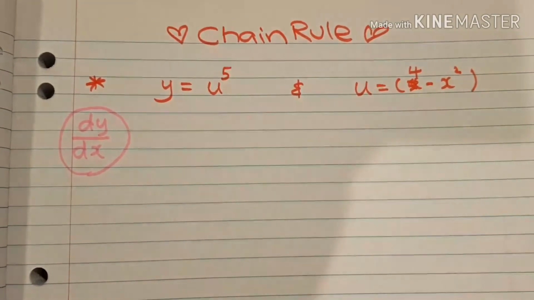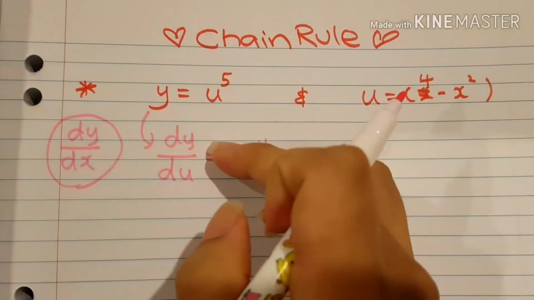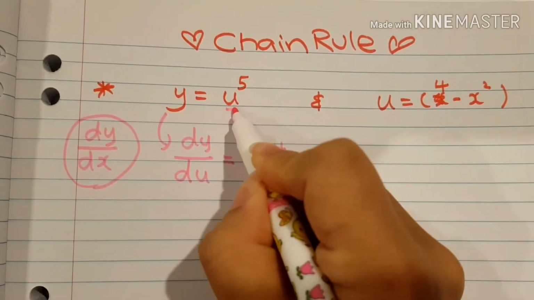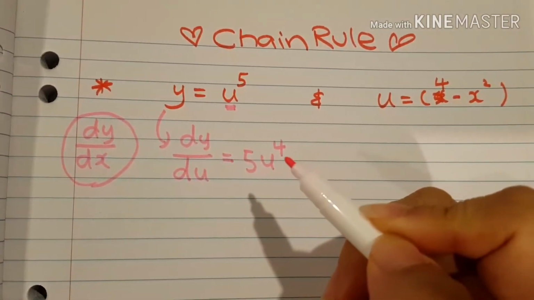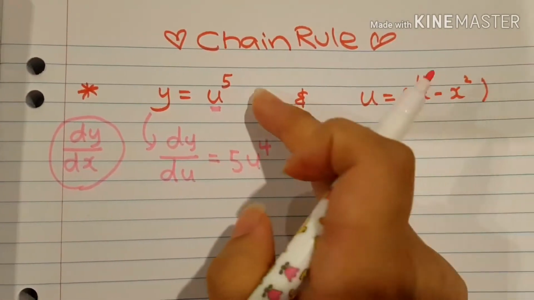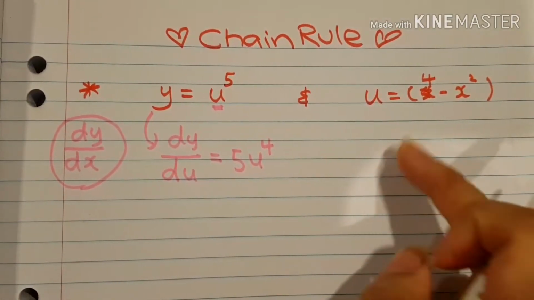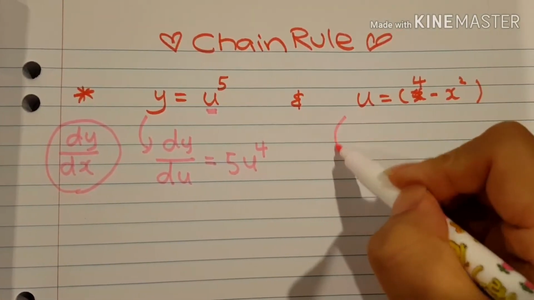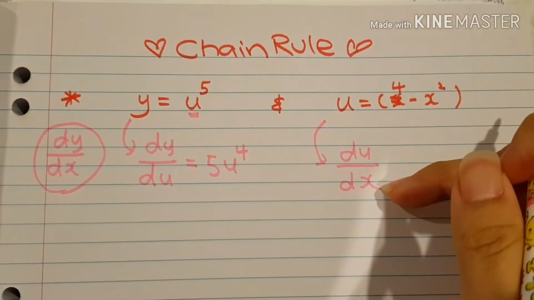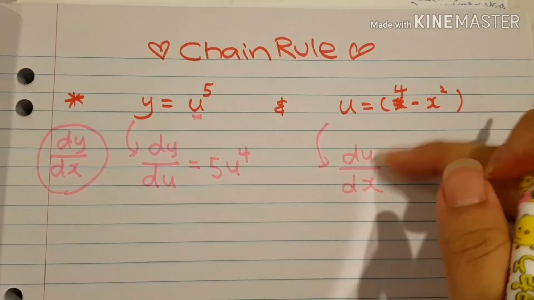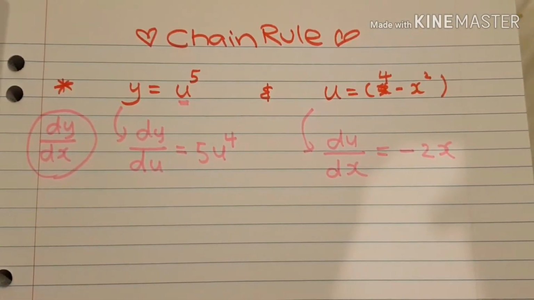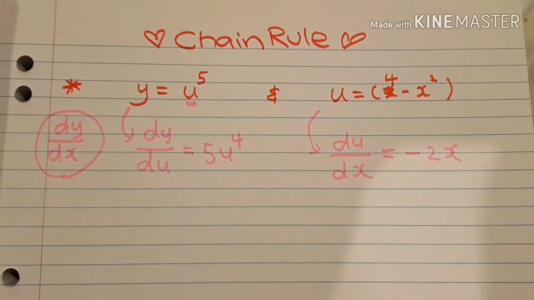If you differentiate it, it's going to be differentiating y in terms of u, because the value here that I'm differentiating is u in this function. So dy over du has to be 5u to the power 4. How about this one? This one will be du over dx, because I'm differentiating u in terms of x. And there you go, I differentiated two of them.